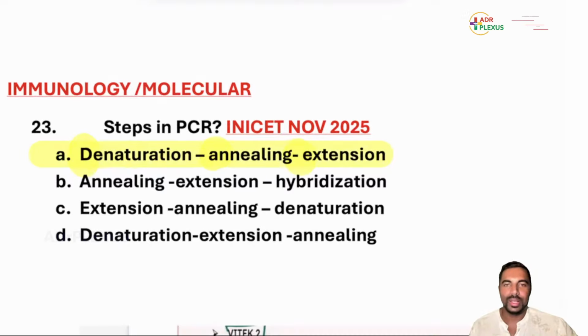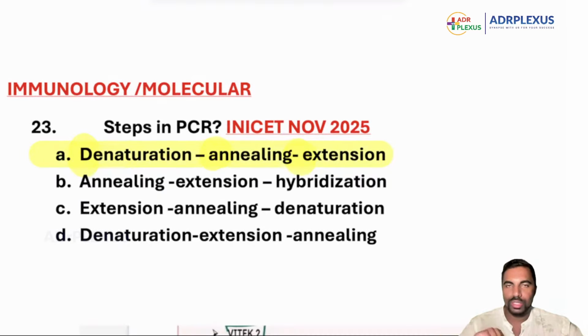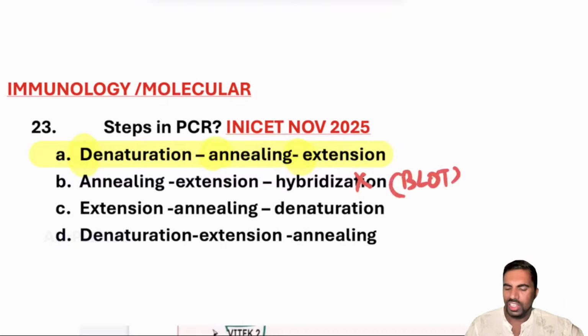That's the sequence. Correct. Hybridization will not come. Hybridization and PCR have no link. That is totally the blotting technique, Southern blot, Northern blot, those things, no. Even after PCR you can do it, but that is not making any sense at all. That's out. Okay, so that way also you can cut it. Extension will always be the last process, not the initial one. So this is always out. Denaturation is fine, but then again extension is the last one, so this is out. So your answer is A.